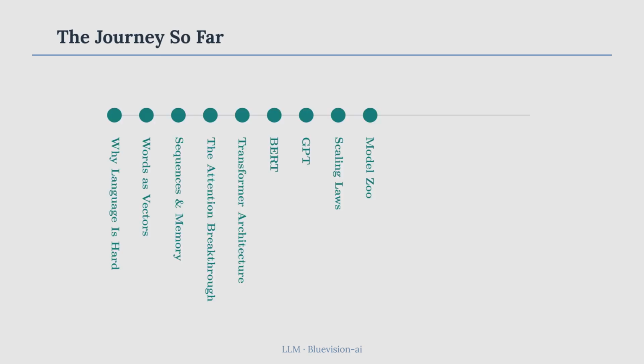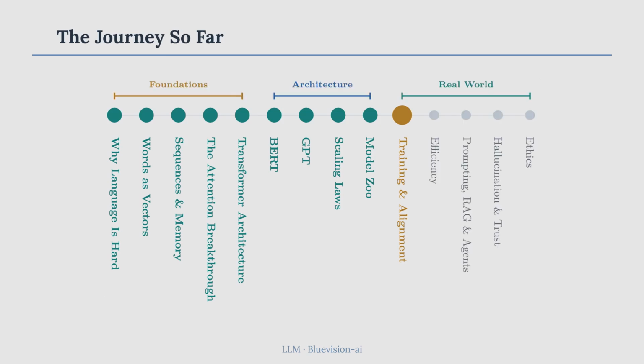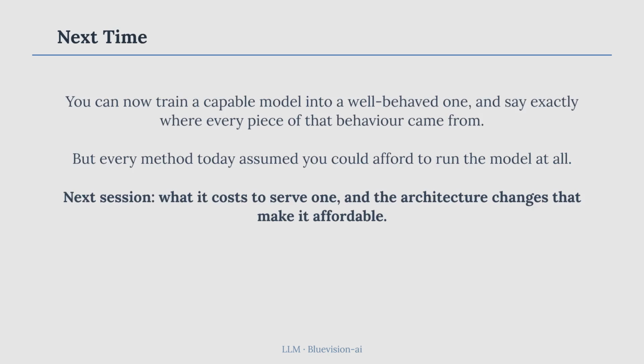Let's see where we've got to on the road. Sessions 1 through 9, behind us. Session 10, training and alignment, done. And 4 to go. You can see the phases now. Foundations, then architecture, and we're inside the real-world stretch, where everything is about what it takes to actually ship one of these. So next time, you can now train a capable model into a well-behaved one and say exactly where every piece of that behavior came from. But every method today assumed you could afford to run the model at all. Next session, what it costs to serve one, and the architecture changes that make it affordable.